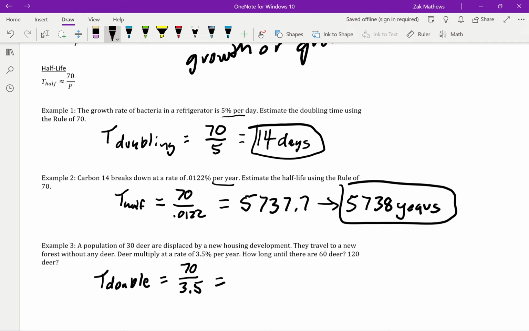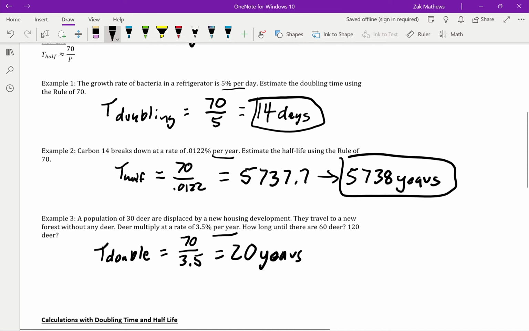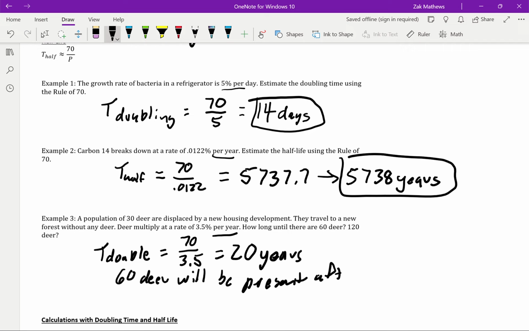And we get 20. And because we had per year, this will be 20 years. It takes 20 years to double the population. So what that tells us, 60 deer will be present after 20 years. We started with 30, so if we double 30, we get 60. So one doubling period, one increment of doubling time, 20 years, will get me to double the number of deer, or 60 deer. 120 deer will occur.